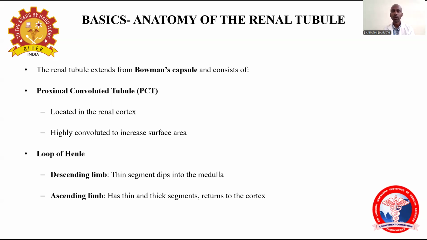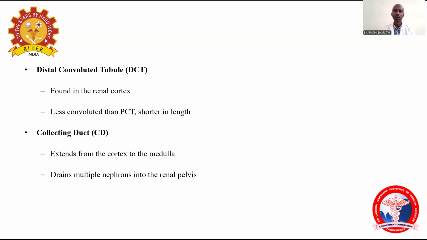The next one is the loop of Henle, and it has two limbs. That's the descending limb, which leaves the cortex and dips into the medulla. The second one is the ascending limb, which ascends from the medulla and returns back to the cortex. The descending limb has only a thin segment, and the ascending limb will have both thin and thick segments.